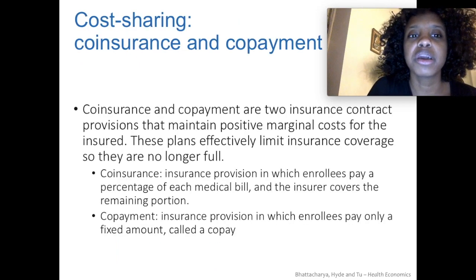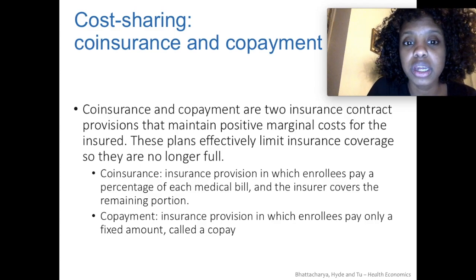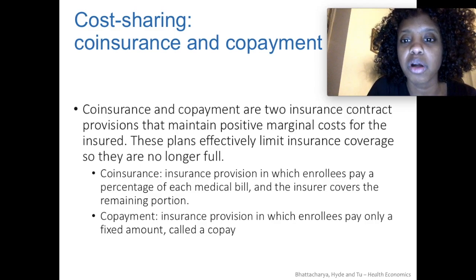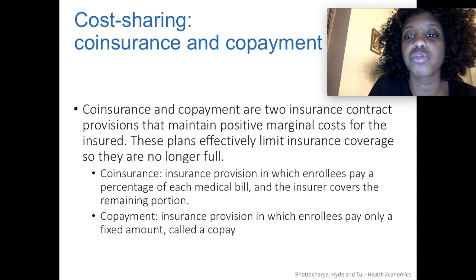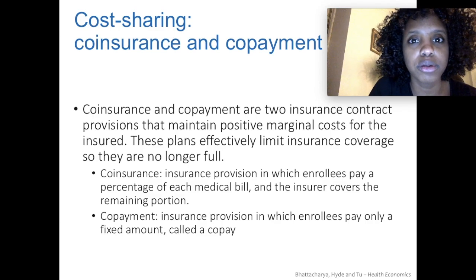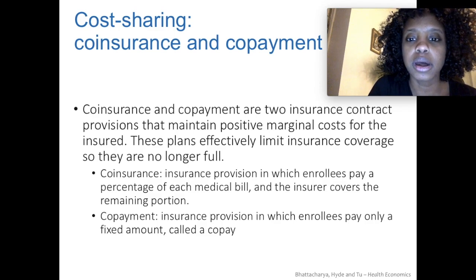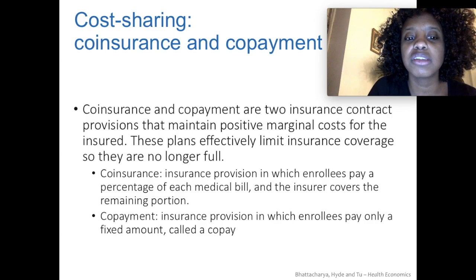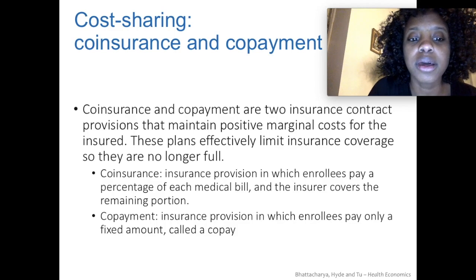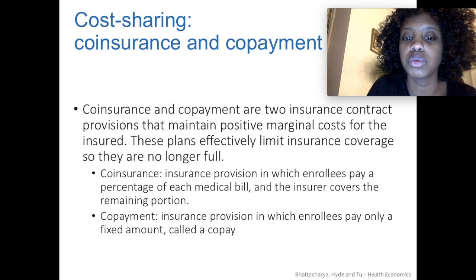Coinsurance and co-pays are examples of cost sharing. You might have some of these in your own health insurance policies. These are two insurance contract provisions that maintain positive marginal costs for the insured, meaning that an additional episode of healthcare costs greater than zero, some non-zero positive amount. These plans limit insurance coverage so that they are no longer full insurance. Coinsurance just means that you pay a percentage of your bill, and a co-pay is a dollar amount, a fixed amount that you pay every time you go in for, let's say, a specialist or a primary care provider.